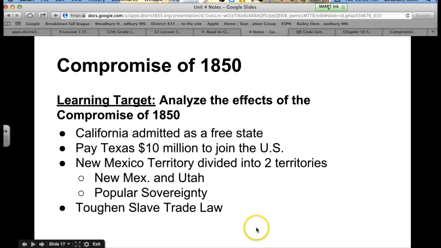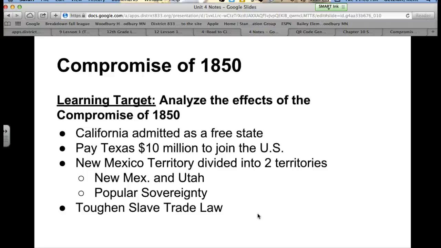And I'm going to go fast, so if you need to pause and write it down, then go ahead. Here were the 5 parts of the Compromise of 1850. California was admitted as a free state, an entirely free state, no vote, nothing, just it's free. The United States government paid Texas $10 million to get rid of their claim to New Mexico and come with the United States and become a state.